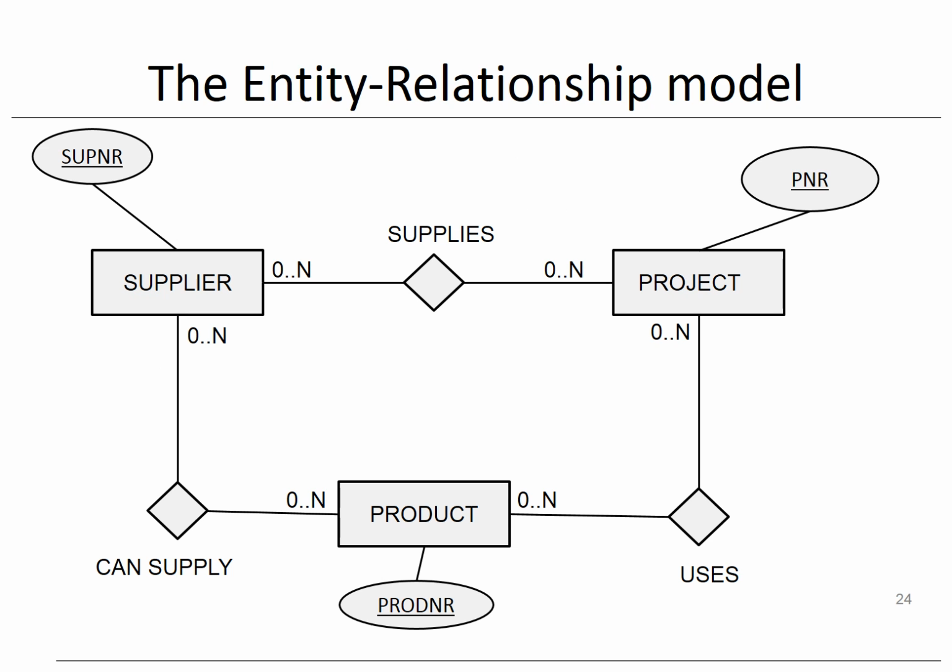The question now is whether we can also model this ternary relationship type as a set of binary relationship types. You can see this illustrated here. We decompose the ternary relationship type into the binary relationship types supplies between supplier and project, can supply between supplier and product, and uses between product and project. We can now wonder whether the semantics is kept by doing this.